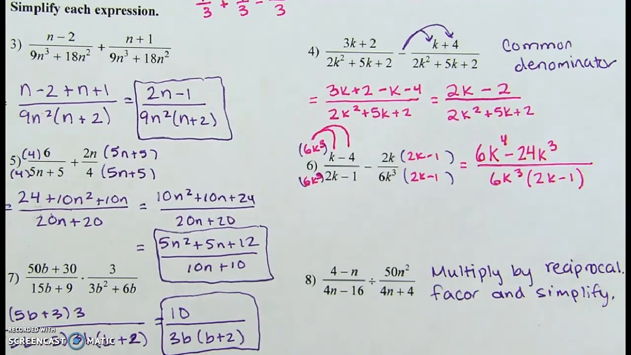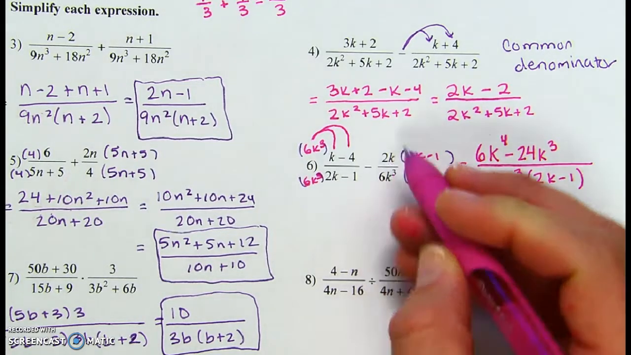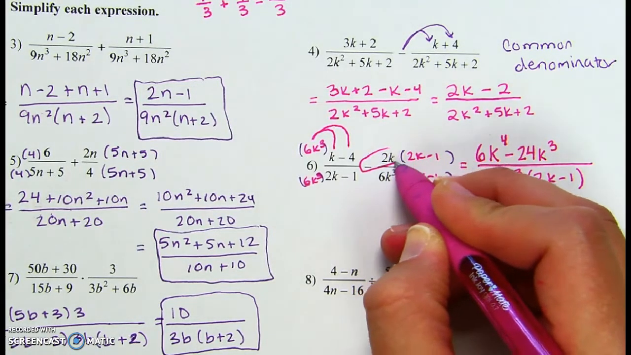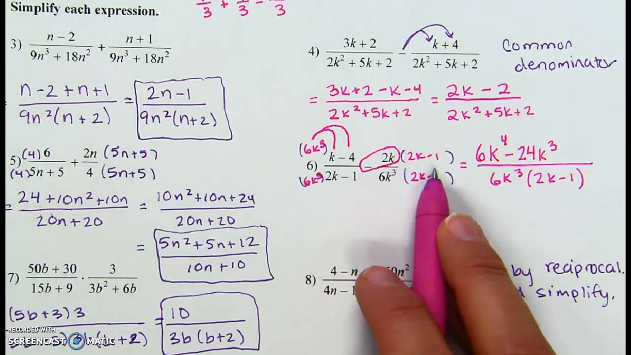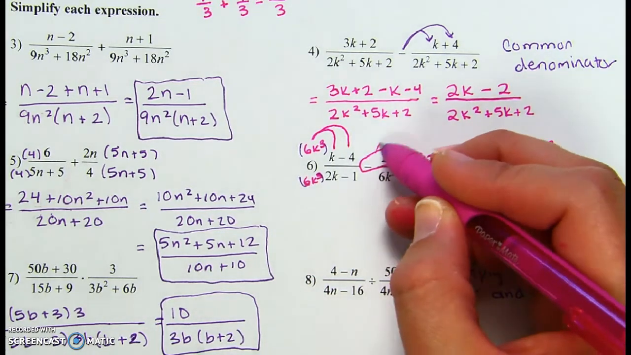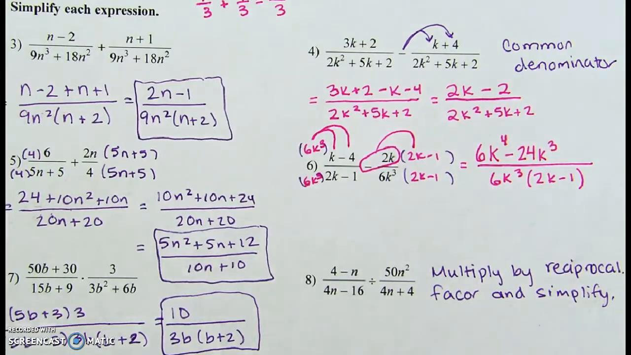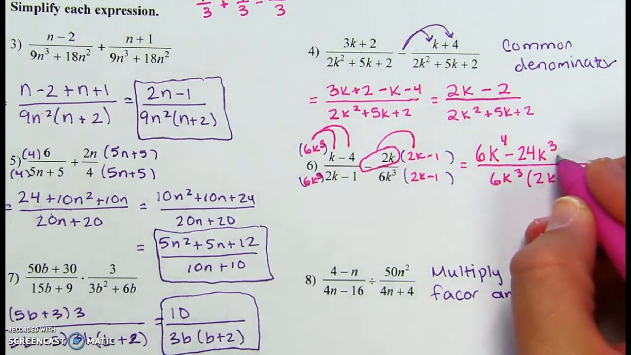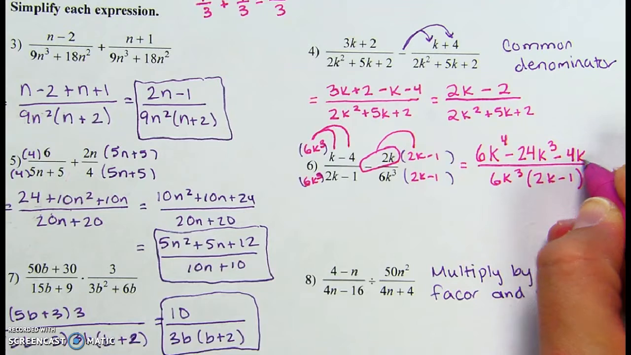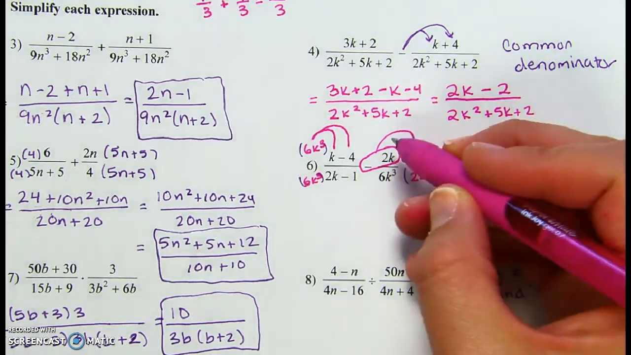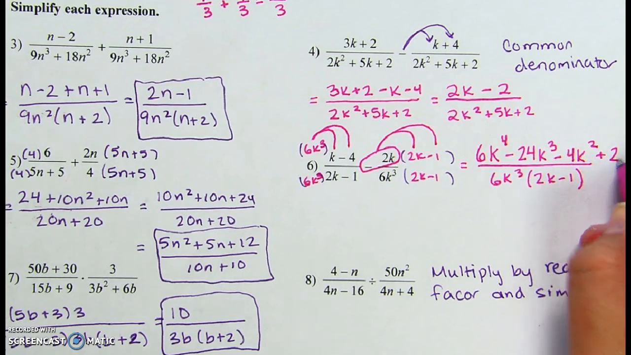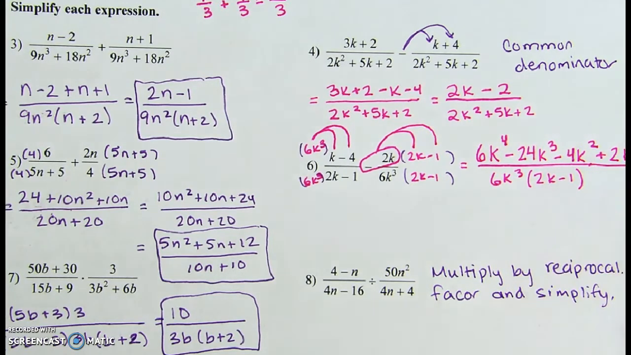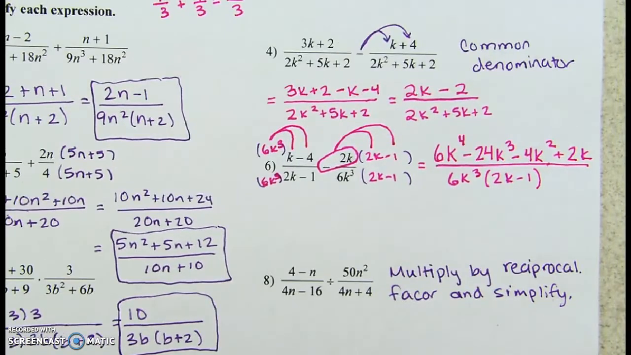Do you see how this says 2k? I want you to circle the negative because it's really negative 2k, because we have to subtract. So we're going to do negative 2k times positive 2k, negative 4k squared. And then negative 2k times negative 1, positive 2k. Okay? Get it?